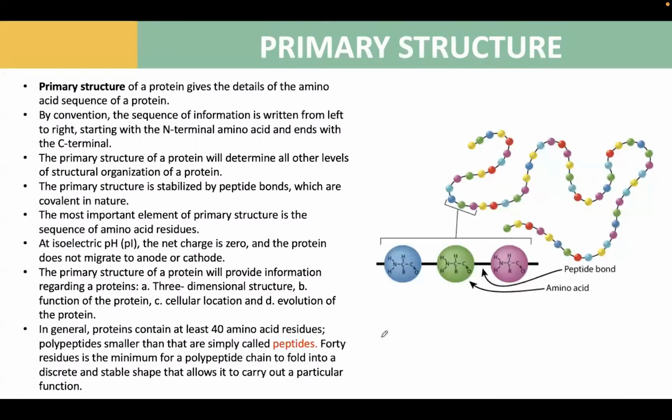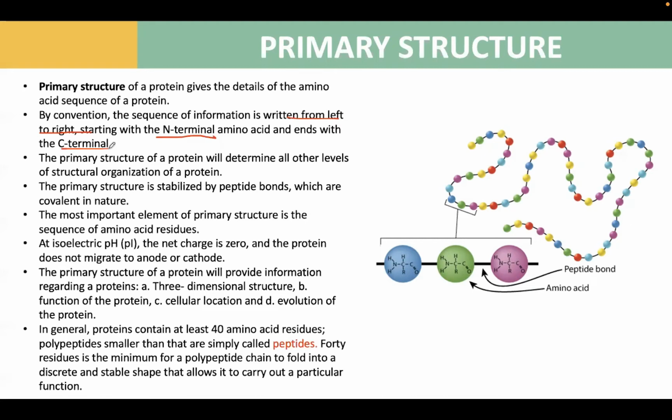So for the primary structure of a protein gives the details of the amino acid sequence of a protein. By convention, the sequence of information is written from left to right, starting with the N-terminal amino acid and ends in the C-terminal. Please do not forget. Left to right, N, and ends with the C-terminal. The primary structure of a protein will determine all other levels of structural organization of a protein.